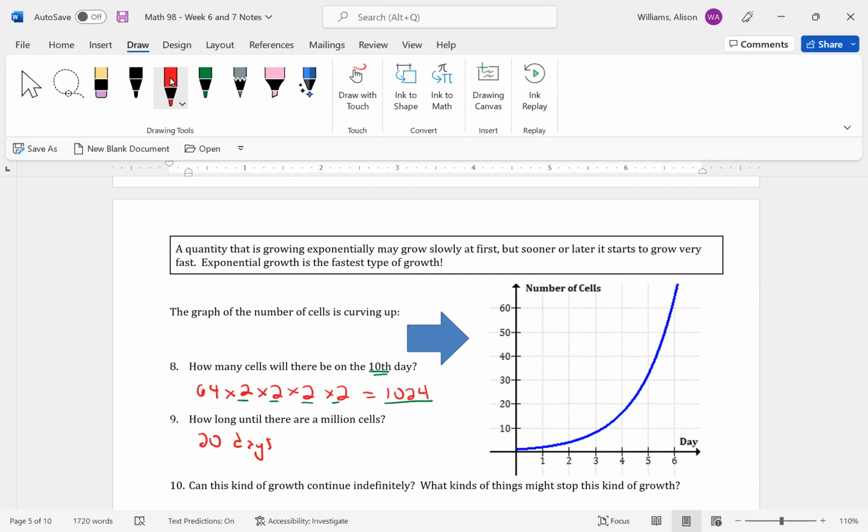And in 20 days, by the way, you hit 1,048,576. Just going to write the number that I got on the calculator. And hopefully you got that after you multiplied it by 2 10 times.